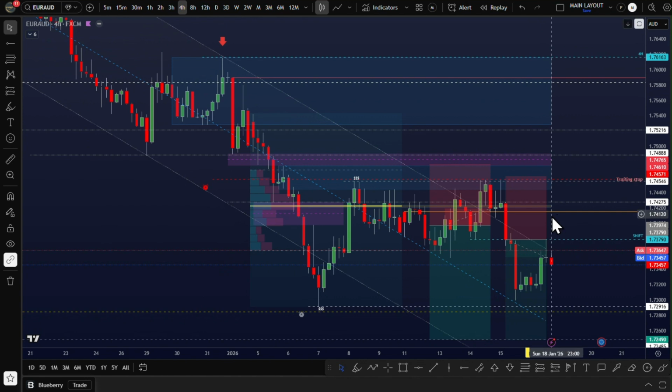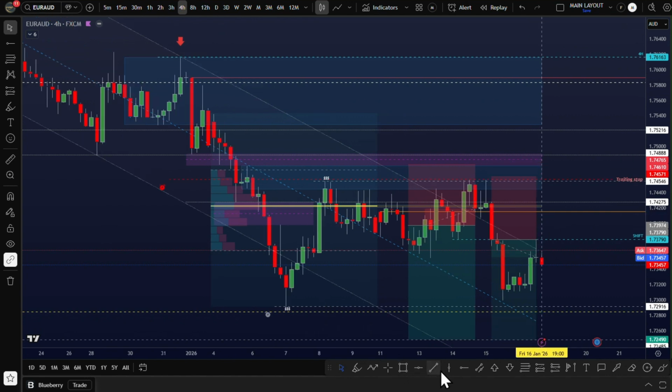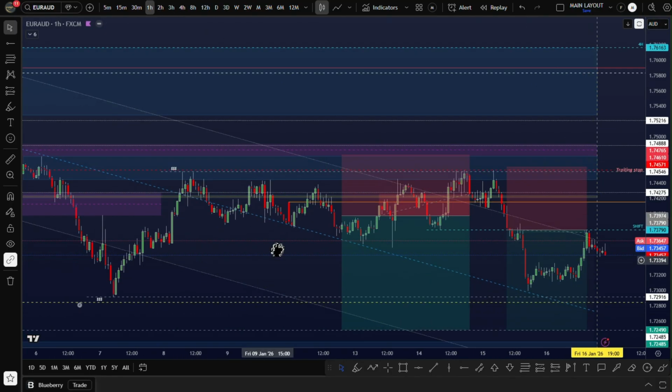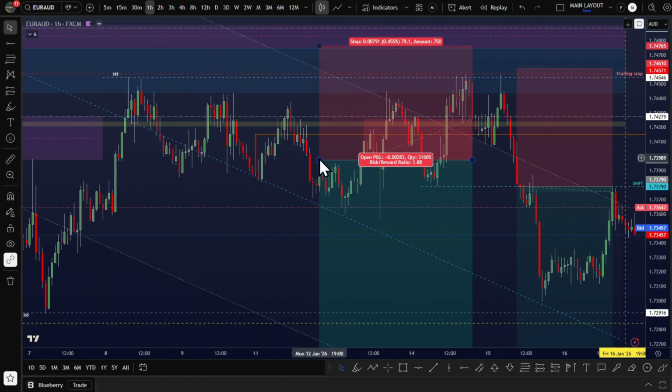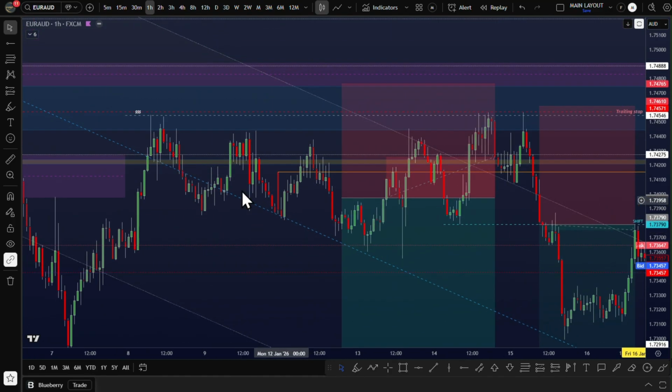I took my trade. My first entry was here because I saw breakout structure. You see, price came here. We break the structure one time. We break a second time. We have a double break. So I decided to enter somewhere here.